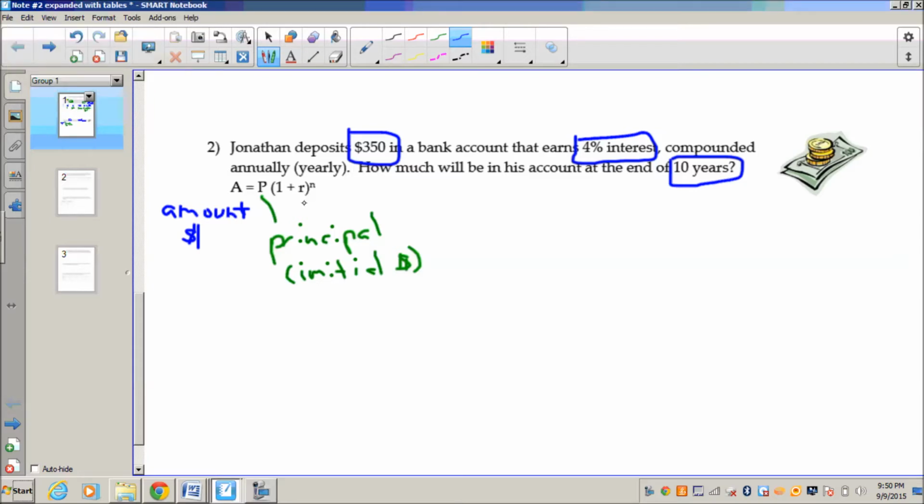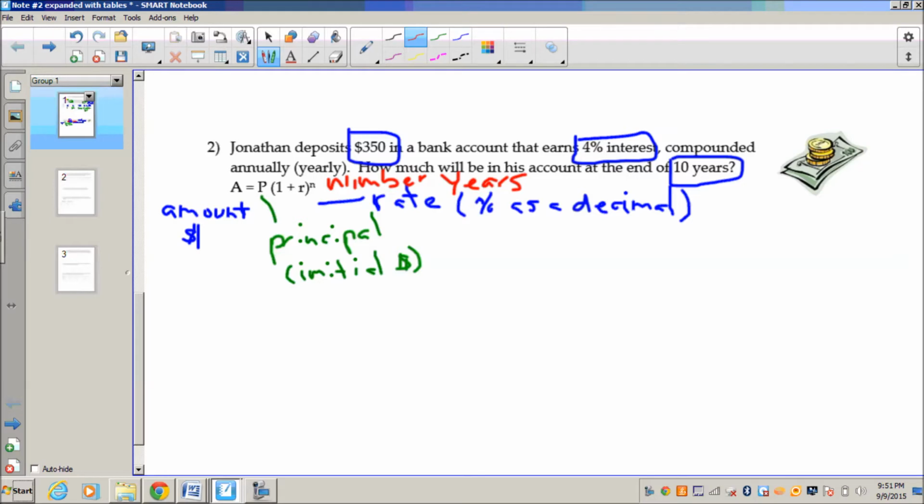R represents the rate. That's the percent that the bank is paying you. So it's going to be the rate, but it's going to be a percent as a decimal, not in the form that it is in now. We have to rewrite it as a decimal. And then finally, the N up here is the number of years, or the amount of time. In this case, it's the number of years that the money is invested.